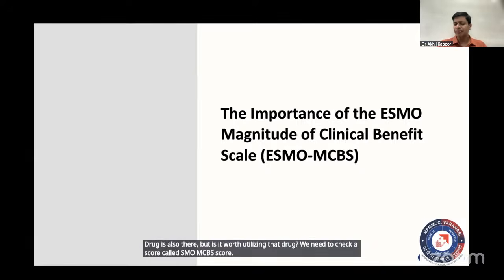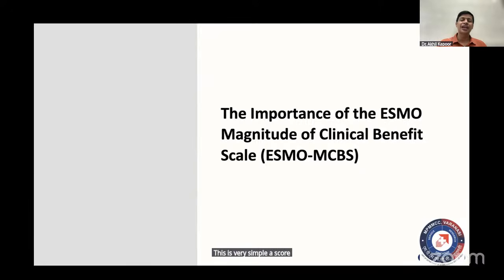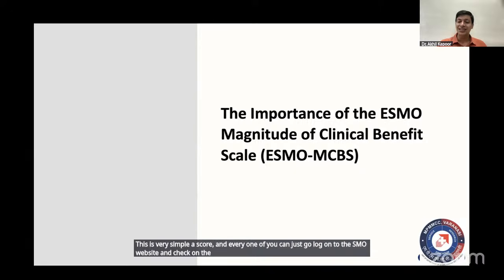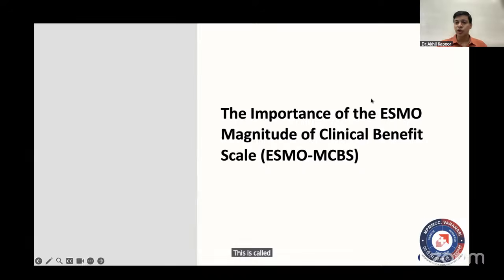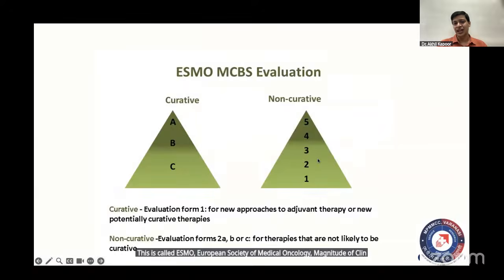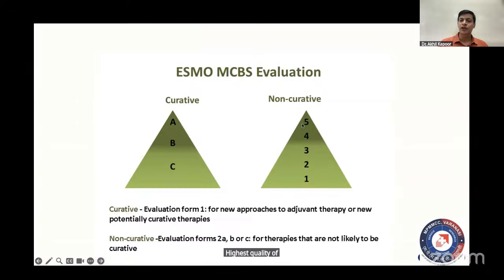This is very simple score, and every one of you can just go log on to the ESMO website and check on the ESMO MCBS card. This is called ESMO, European Society of Medical Oncology, magnitude of clinical benefit scale. So what happens? There are two settings, curative and non-curative. Non-curative setting, the score is divided from 1 to 5. Highest quality of evidence for the benefit of the treatment is from 5 or 4.